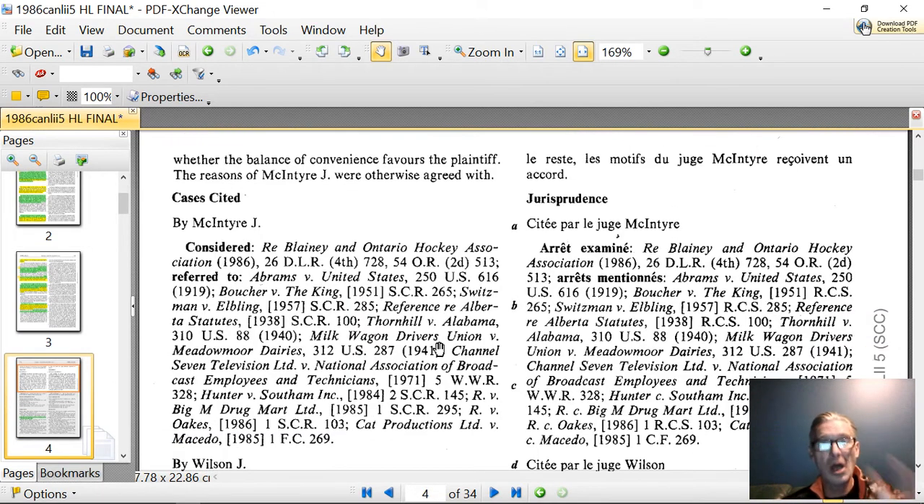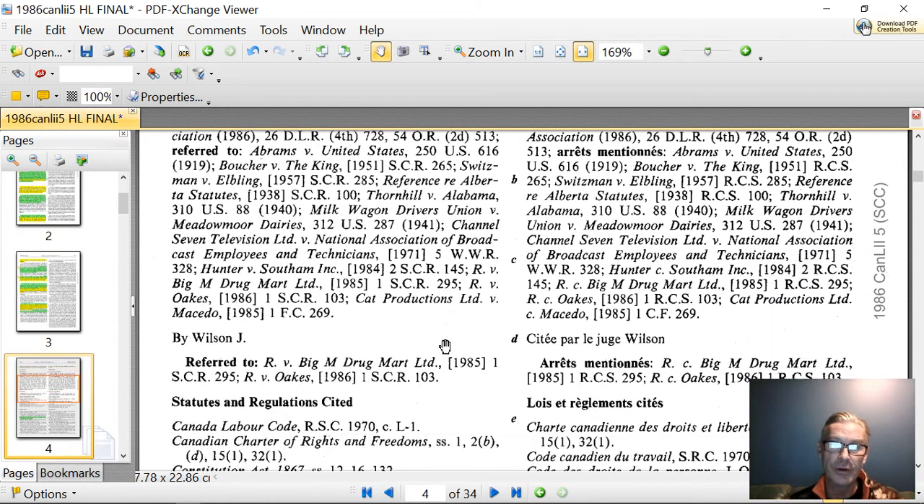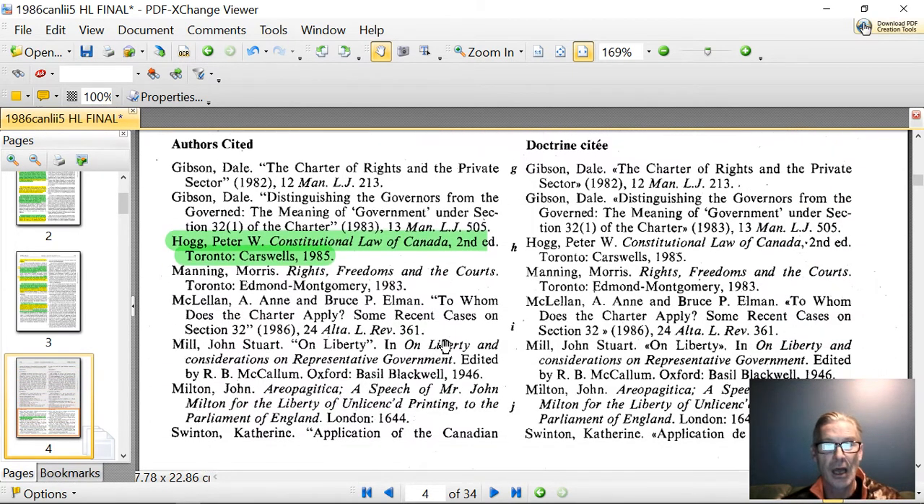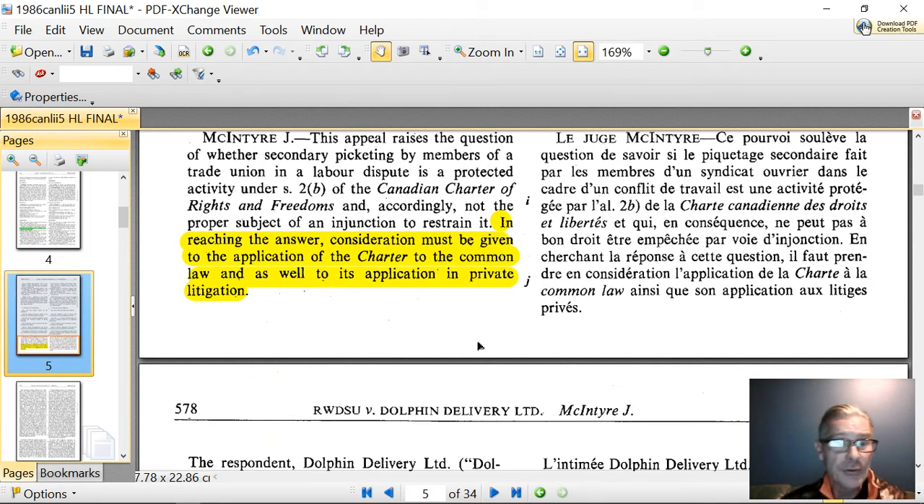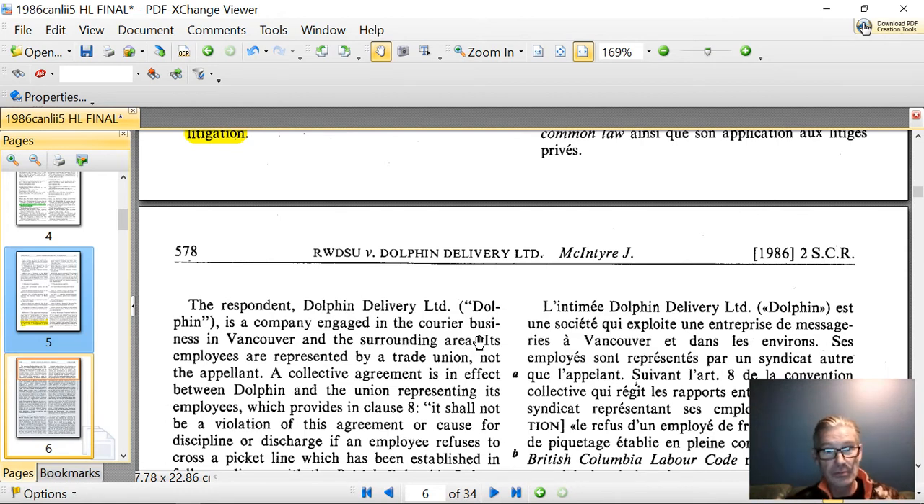So they're talking a whole lot about common law here in the Supreme Court. In other cases I've reviewed and read, Peter Hogg, the Constitutional Law of Canada, 2nd edition, is cited quite frequently. They really respect what Peter Hogg has to say. In reaching the answer, consideration must be given to the application of the Charter to the common law, as well as to its application in private litigation. Private litigation, the common law.